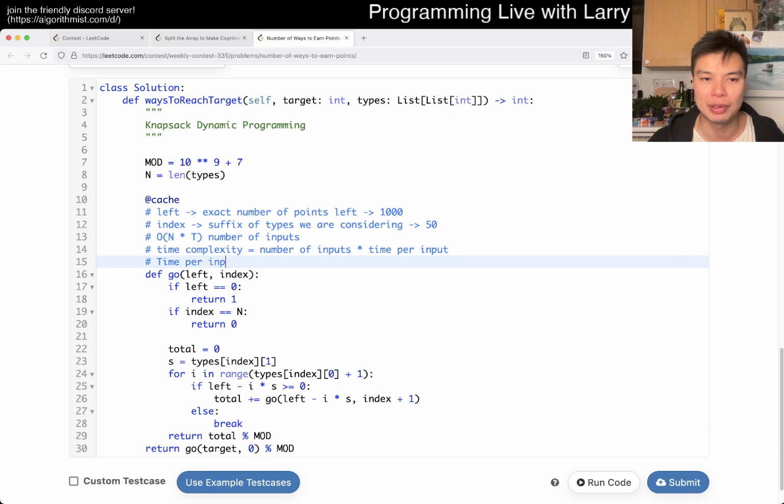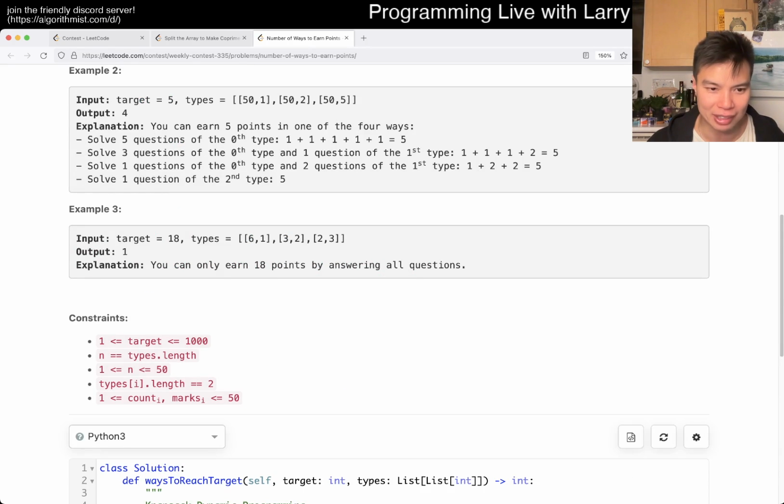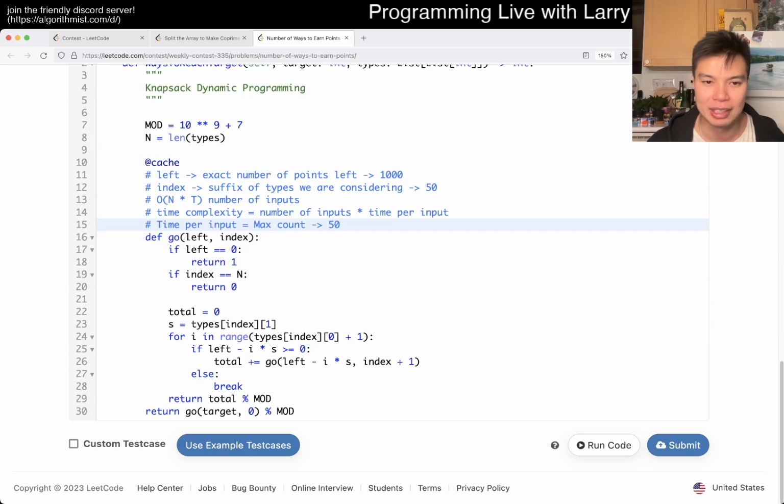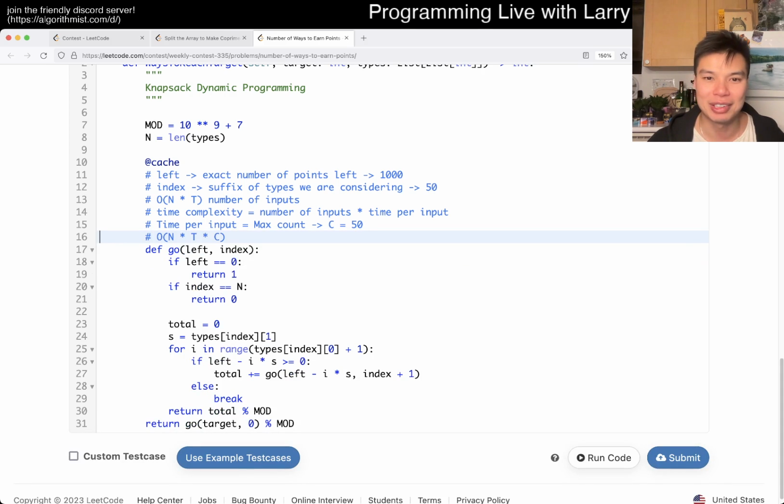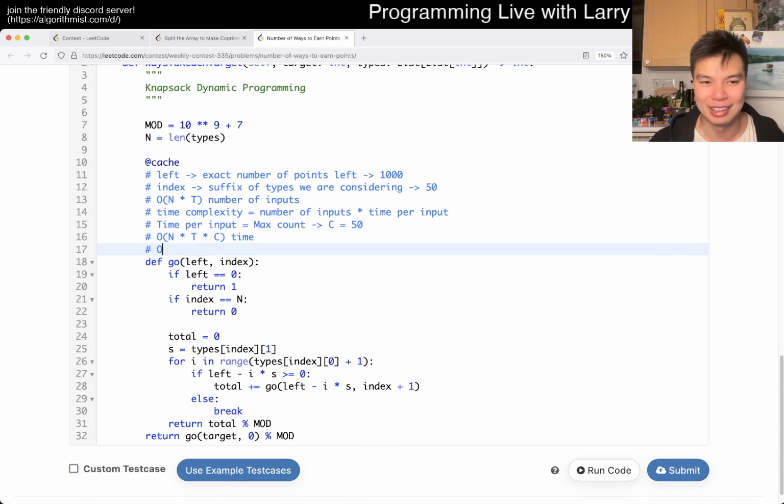Time per input is equal to max count, which is actually also 50, right? It's in one of the constraints here. Counts of i could be at most 50. So this is also 50. Let's say c is equal to 50. So then max time is going to be n times t times c, which is actually still cutting it close because this is 50 times 1,000. But I was a little bit hopeful. And space is just n times t, because each input has only O of one space.